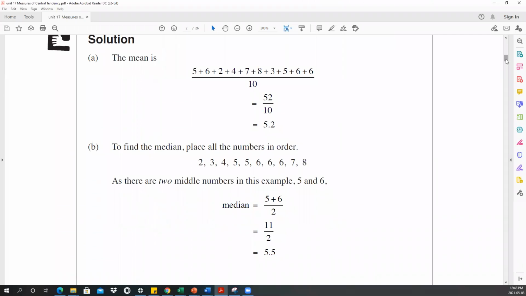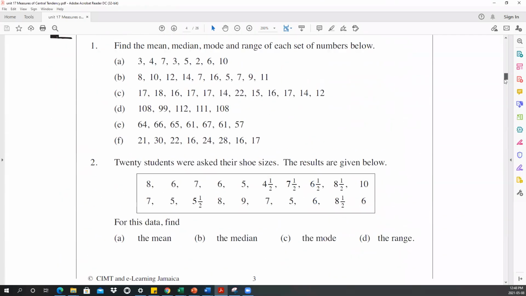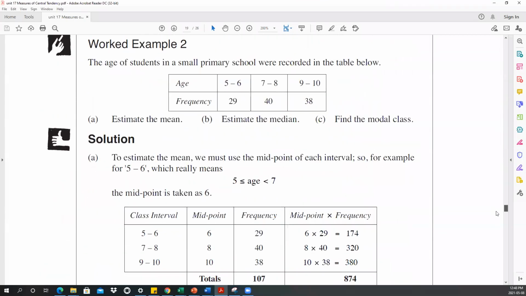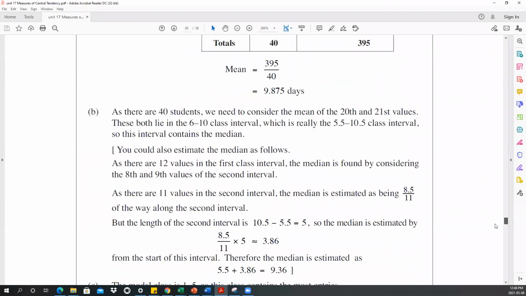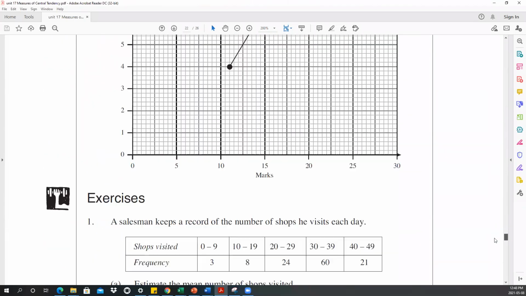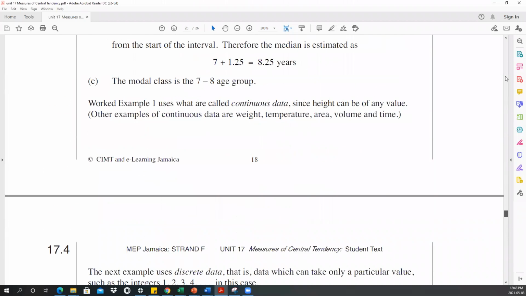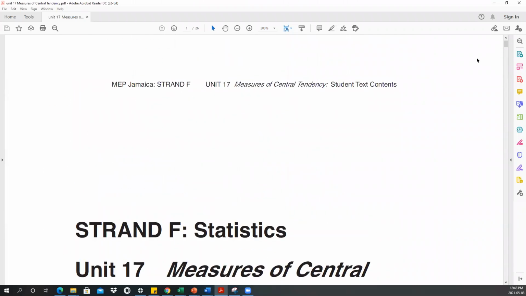I'll also put an answer sheet for this topic in the group as well, so you can check your answers. And of course, you have to wait on me to specify exactly which questions to do. Just attempt as many as you can so that the concepts stick, right? And that should be good enough.